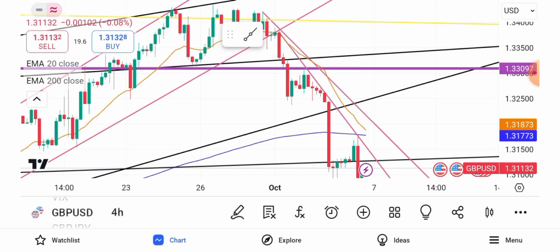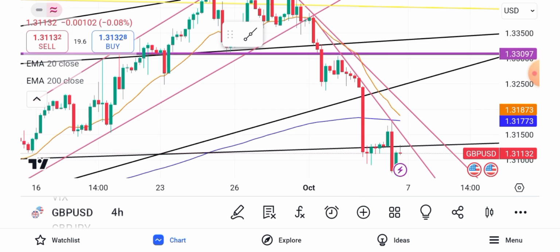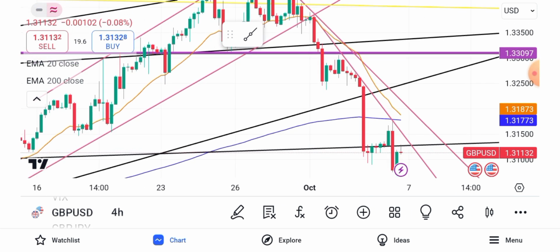So in this week's analysis, we are back with GBPUSD. We are in the 4-hour chart. In this 4-hour chart, we are going to be checking what trade we can take and which direction the market is going to go for the upcoming week. Today is a Sunday, and I am going to upload this today for you guys so that you have an idea of what is happening.